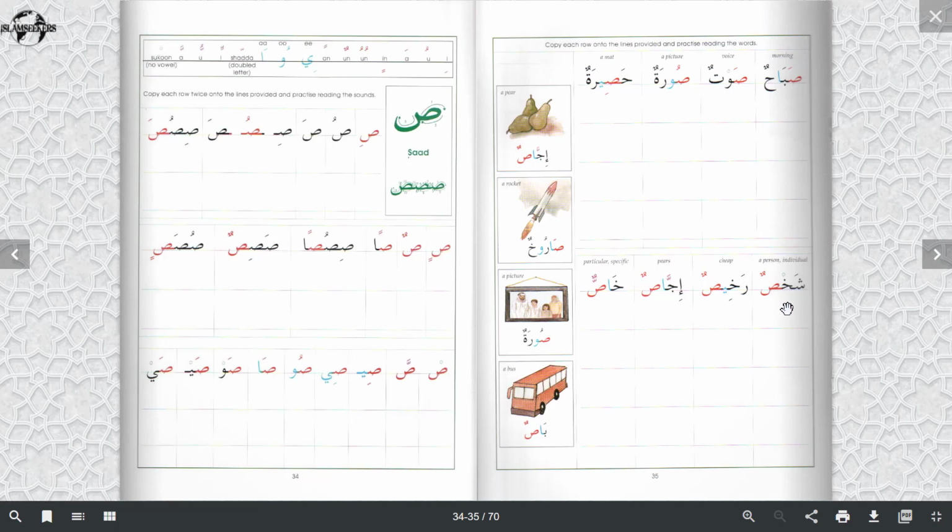Line 2. A person or an individual. Shakhsun. Cheap. Rakhisun. Pears. Ijjasun. Particular or specific. Khasun.